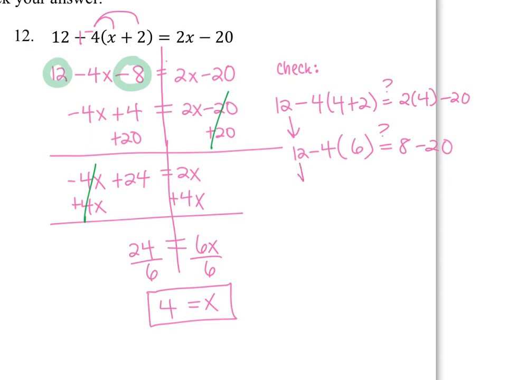So again, we're copying down the 12 minus, and we need to do whatever 4 times 6 is, which is 24. So it's really 12 minus 24. On the right side, we can do 8 minus 20, which is a negative 12. And then on the left side, 12 minus 24 is also a negative 12. So our answer is correct.